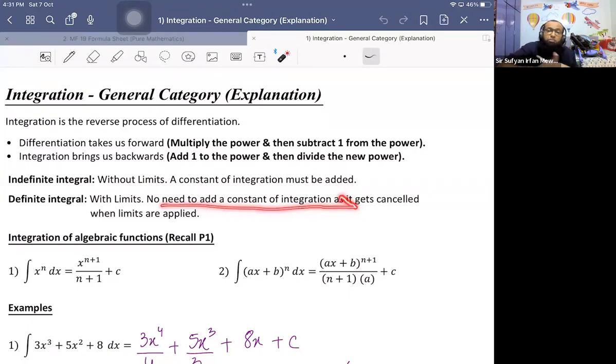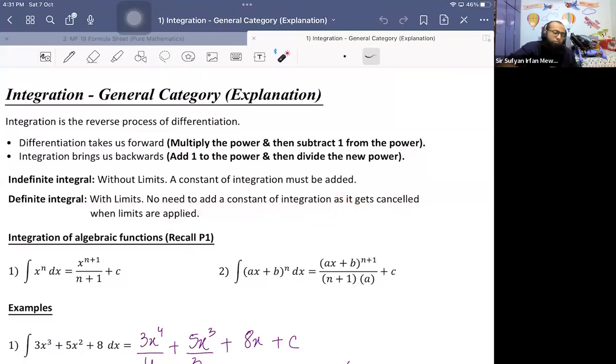So when something is to be cancelled after application of limits, what is the use of finding that? Why are we spending time on finding that? Why are we wasting our precious time? So whenever there are limits, we get a value, we do not get an expression. And in such cases, do not add a constant of integration as it gets cancelled when limits are applied.